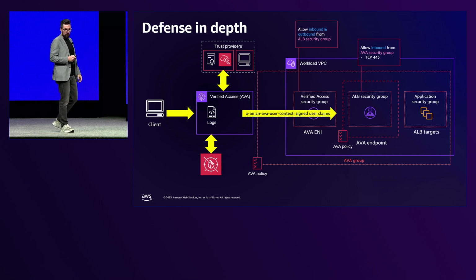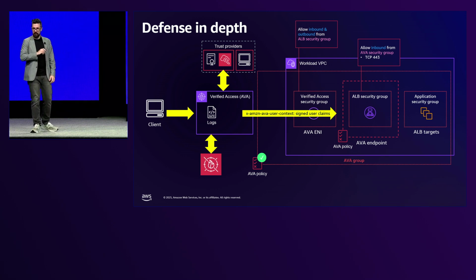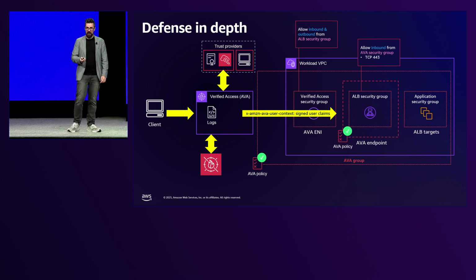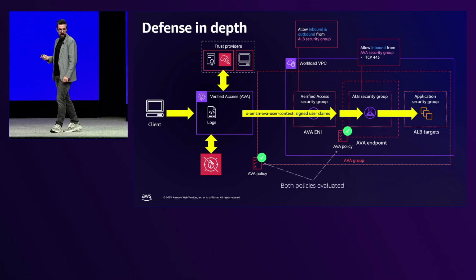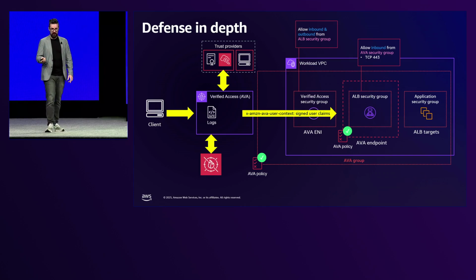So we'll authenticate successfully. The verified access sends the signed user's claims. But now I'm going to use that against my policy. So I evaluate my policy at the group level, as well as at the endpoint level. And only if both policies are evaluated will this actually complete successfully.